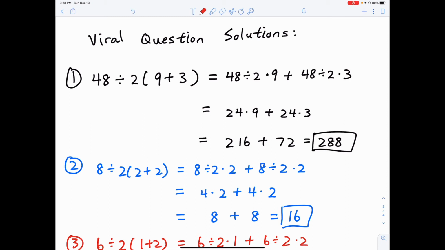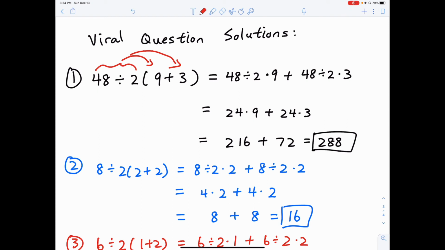So therefore, if we have questions like this, for example, 48 divided by 2 bracket 9 plus 3, the 48 divided by 2 is a single term, so I cannot break it apart. So in this situation, if we were to solve it, it is 48 divided by 2 gets multiplied to each term. So we take this whole thing and we multiply it to each term. So again, the single term A here is 48 divided by 2, B is 9, and C is 3. So when I do that, we get 48 divided by 2 times 9, plus 48 divided by 2 times 3.